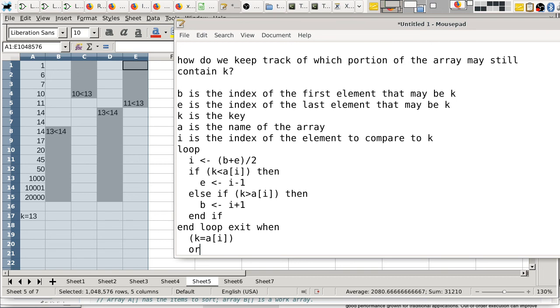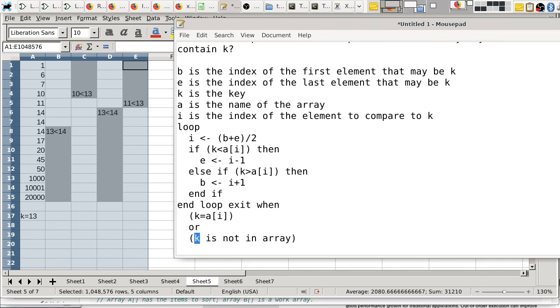What is going to happen eventually? They will go over each other. That is the condition that we will be looking for, to say, oh, it's not there anymore. There's nothing in the array that matches K in that case. So I'm just going to do this one last part: when B is greater than E. They can be equal. When they are equal, you have one element left. When B is greater than E, that tells you that K cannot be found in the array.